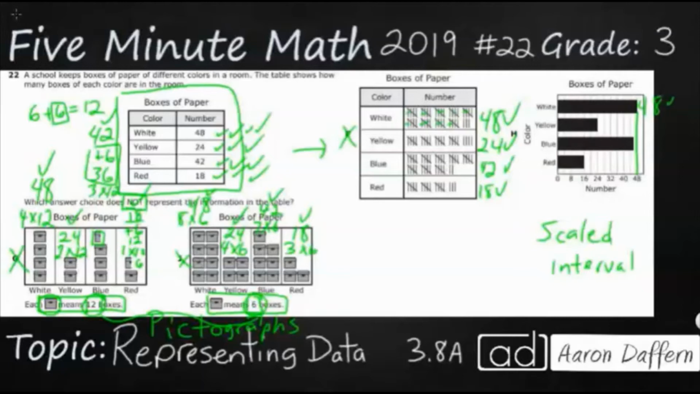Yellow, look at yellow, goes straight down to 24. That's easy. That's correct. Blue, let's see. In between, we've got 40 and 48. So in between 40 and 48 is going to be 44, and it's a little bit past that. So it's actually going to be 46, and that is going to be our incorrect answer. Red is also incorrect, so our answer is H.